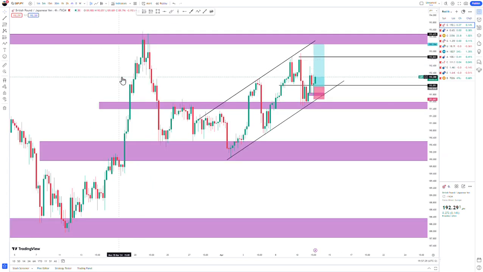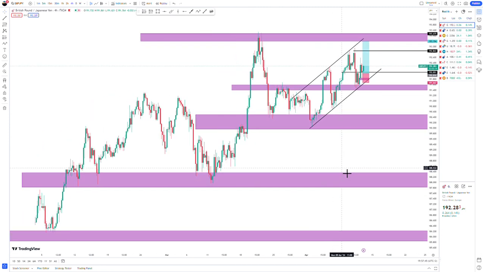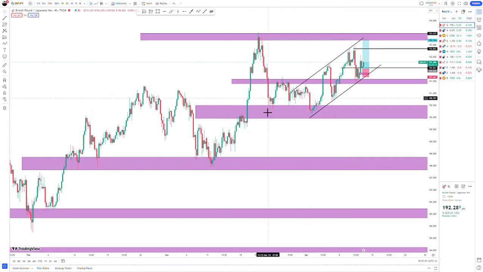So I come onto my 4 hours. I check the current market behavior, so I check the current market structure, mainly on my 4 hour time frame. As you guys can see on the 4 hour time frame, the area of interest is this one. The market has been moving, creating higher highs and higher lows.